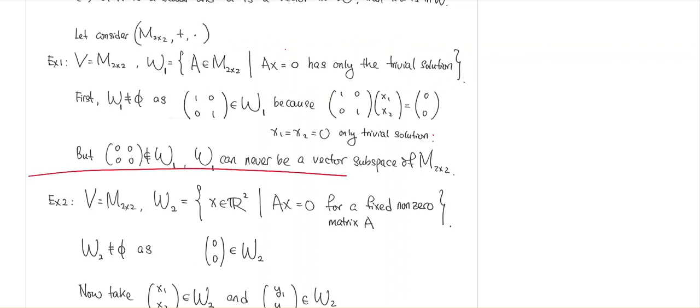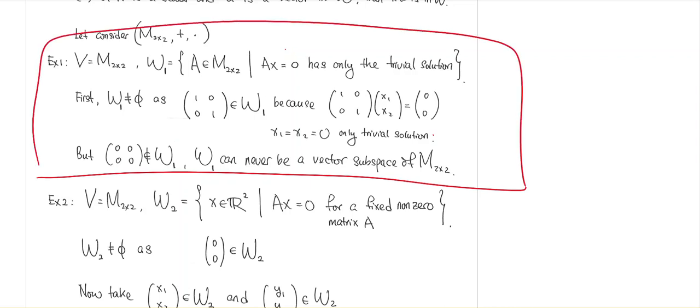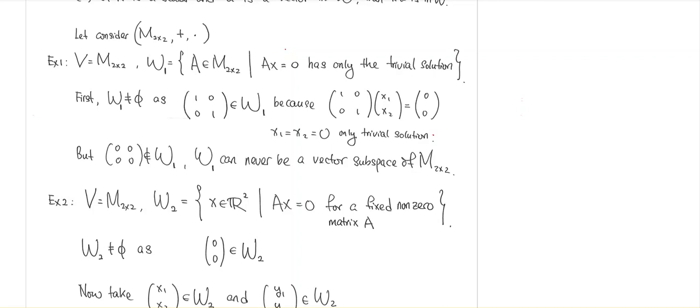We're not going to do it here because obviously this is easy to see. We know that the zero element is not in W1, so W1 can never be a vector space. It's merely a subset. Hopefully you can see that it is a subset because whatever elements you have here are all 2 by 2 matrices. So they are subsets but not subspaces.